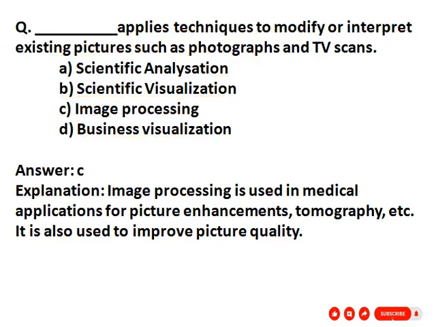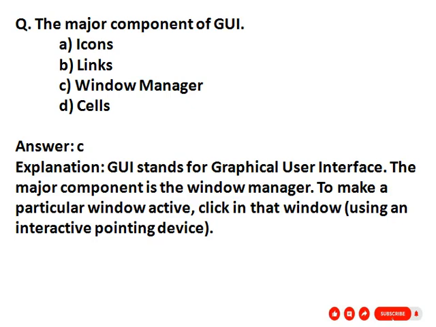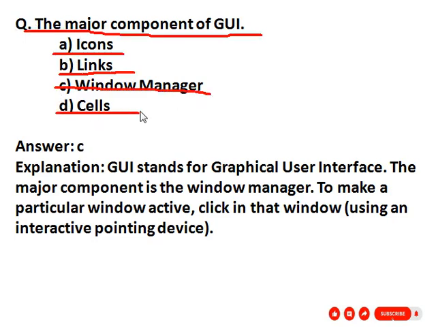Our next question. The major component of GUI. Given options are A. Icons, B. Links, C. Window Manager, D. Cells. Your correct answer is C. Window Manager. So GUI means graphical user interface. The major component is the window manager. To make a particular window active, click in that window using an interactive pointing device.